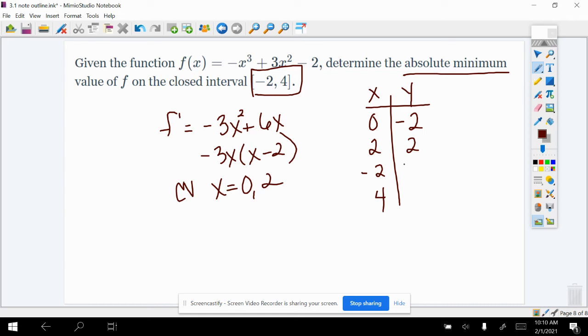I get 18. And when I put 4 in, -4 to the third power is -64 plus 3 times 16 minus 2. I get -18. That is my absolute minimum, and that's the value that you're plugging in. It doesn't want the full coordinate. It looks like it wants the actual y value. So the lowest this graph gets over that interval is -18.